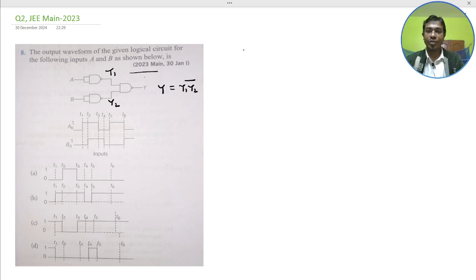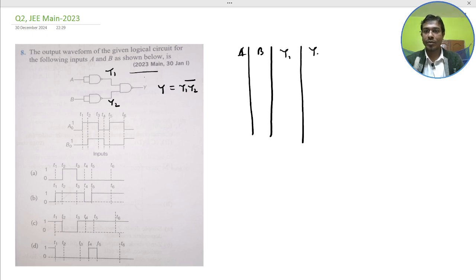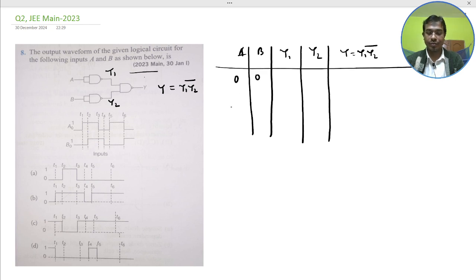So you first draw a truth table here. This is A, B, Y1, Y2, and the output Y equals Y1 Y2 bar. The first rows are 0 0, 1 0, 0 1, and the last one 1 1. So 0 0, this one 1 1, and the multiplication with the bar would be 0.